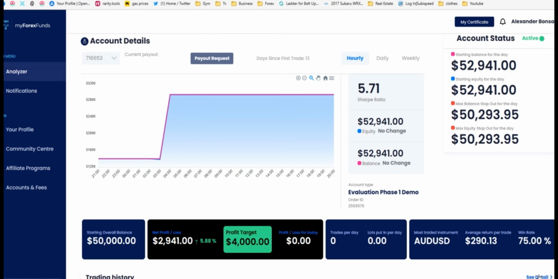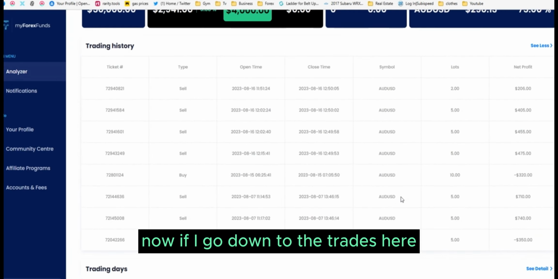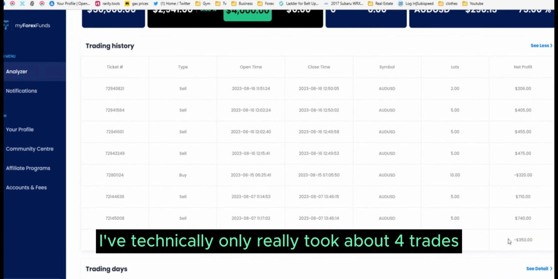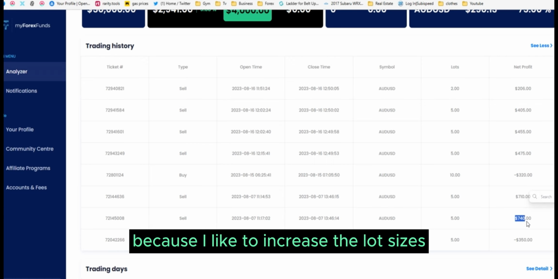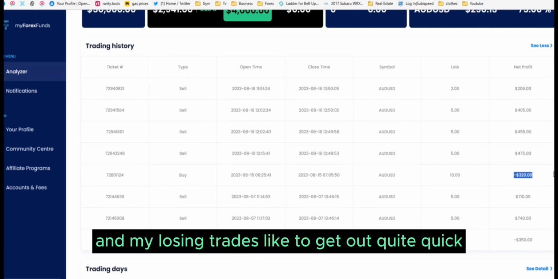Now if I go down to the trades here, I've technically only really taken about 4 trades this entire time, because I like to increase the lot sizes on my winning trades, and my losing trades I like to get out quite quick.